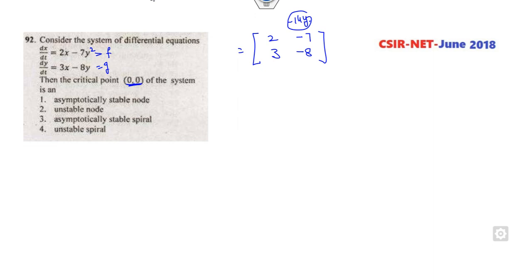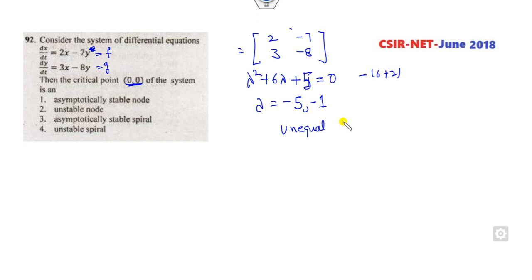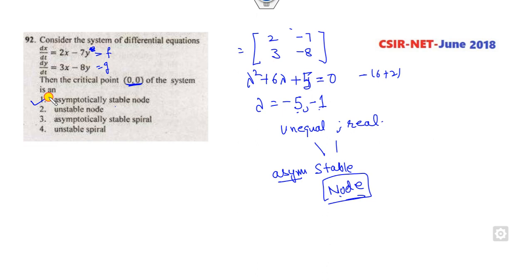Anyhow, in this case you can find the eigenvalues. So lambda square plus 6 lambda, and it is minus 16 plus 21, that is plus 5. So the eigenvalues are minus 5, minus 1. So they are unequal, and they are real. Once they are unequal and real, then we call it stable, which one is asymptotically stable. And in this case it is again a node. Whenever they are negative roots, we call it a node. So a node that is asymptotically stable is the right answer of this problem.